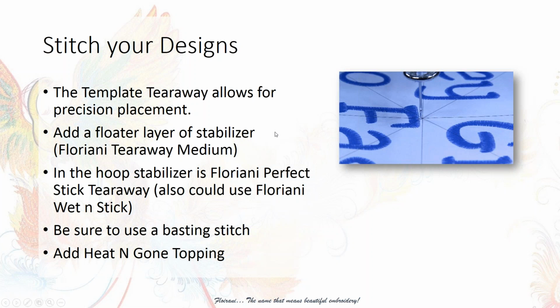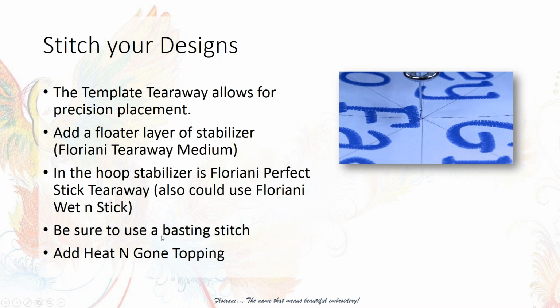Before I stitch this out, add a floater layer of stabilizer. This is your Floriani Tearaway Medium Stabilizer. Definitely do that. You just cut a piece that's a little bit larger than the design. You're going to drop that underneath the hoop of your machine. In your hoop, the stabilizer that I use is Floriani Perfect Stick. After the fact, I mentioned this, I think Wet and Stick would be a wonderful candidate for this project too, and I actually wish I had used the Wet and Stick. So if you haven't made yours yet, use your Wet and Stick.